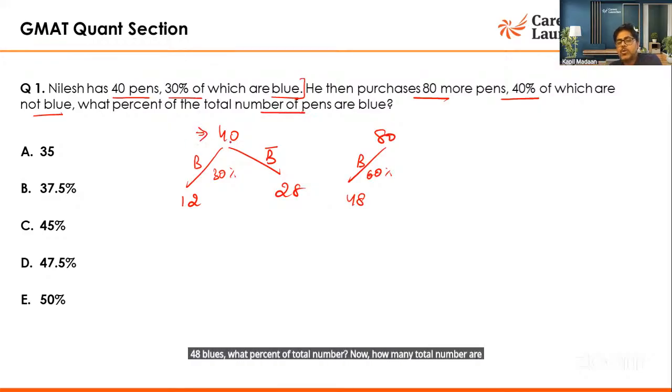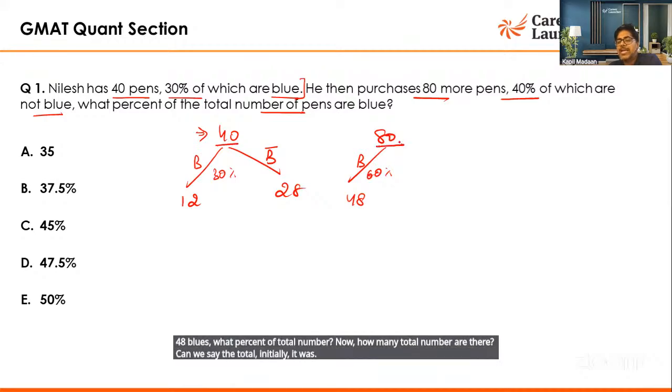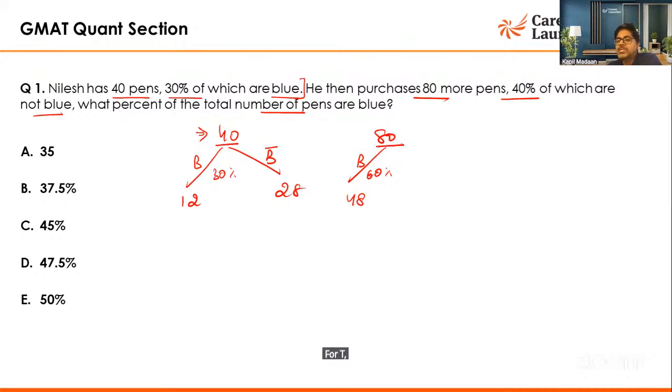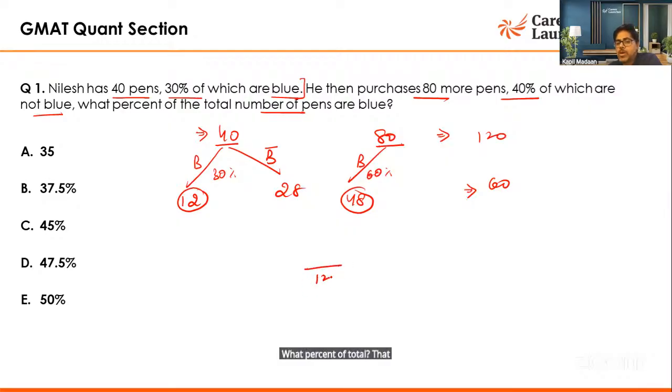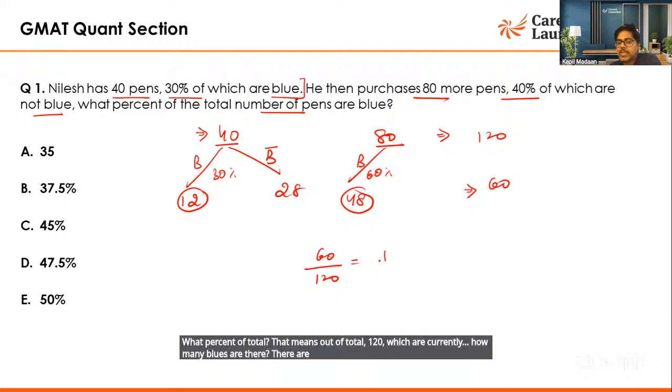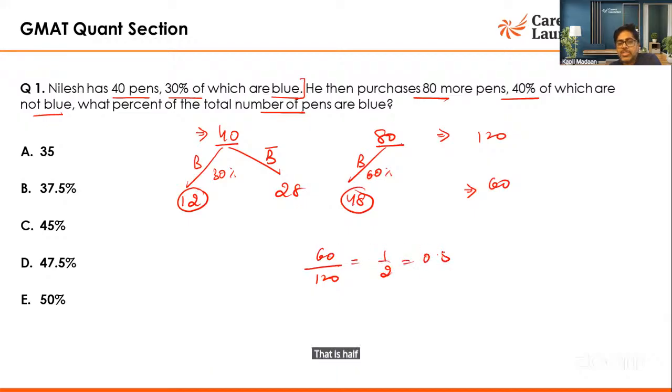So can we say the total initially was 40, 80 more added. That means the total number of pens is now 120. And how many blues are there? Initially, there were 12. Now, in the next lot, there were 48 more. That means the total number of blues must be 12 plus 48, which is 60. What percent of total? Out of total 120, how many blues are there currently? There are 60 blues. That is half, or 0.5, which is 50%.